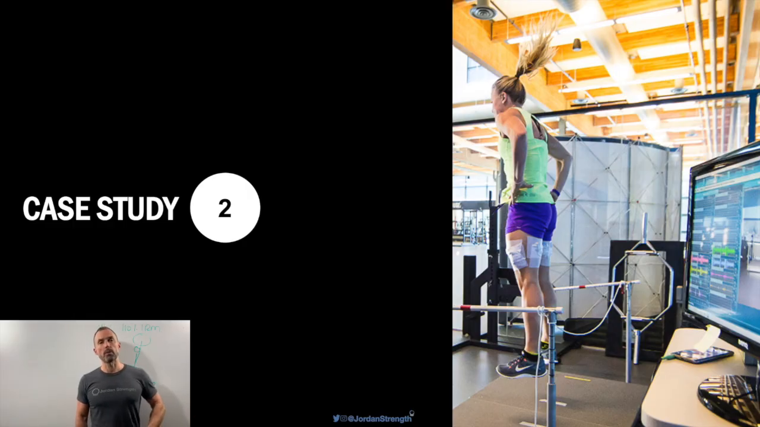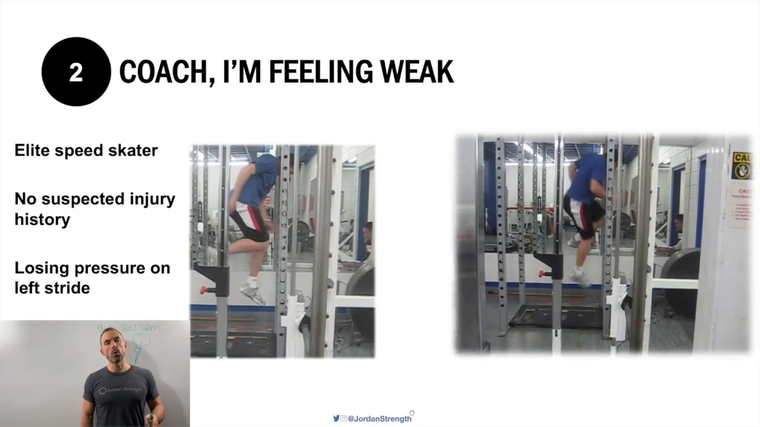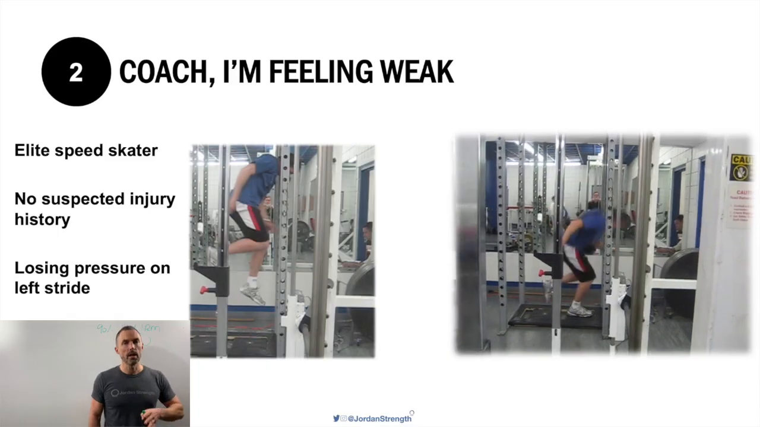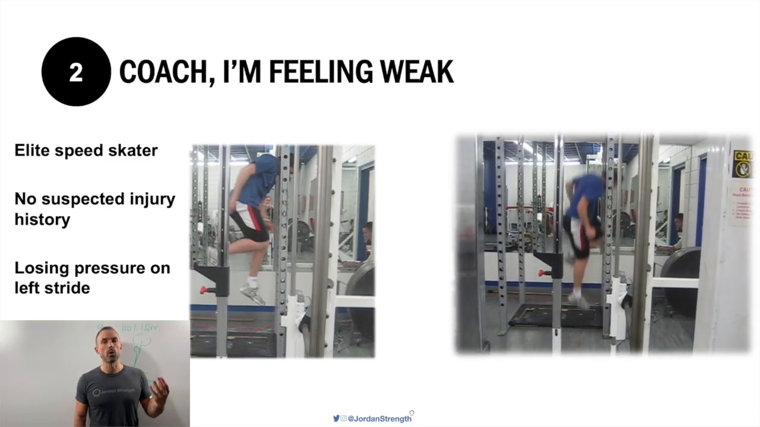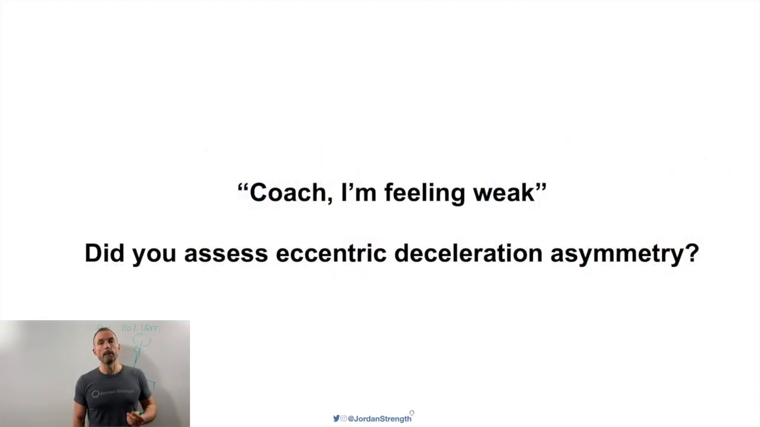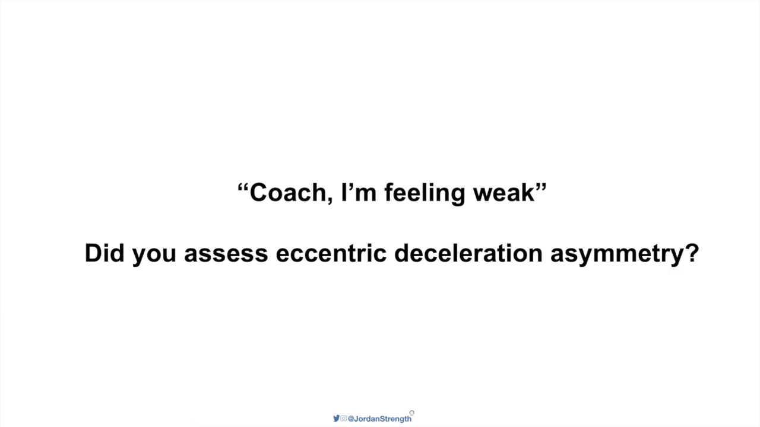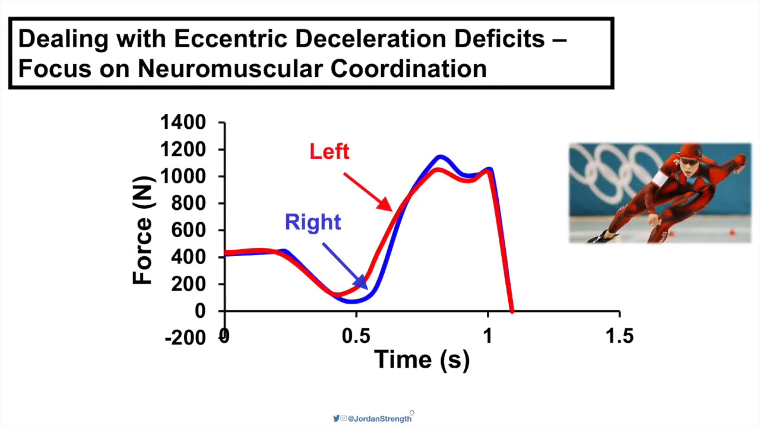Our final example here is going to be case study 2, and we're going to be looking at an elite speed skater who was noticing on ice that in the transition of his stride he was feeling, as he said, weak, losing pressure. So we wanted to tease out why this was happening. Well, we didn't know really where to start. This was early days, looking at counter movement jump force time curves. And what I began to focus on was what I was observing, right versus left side.